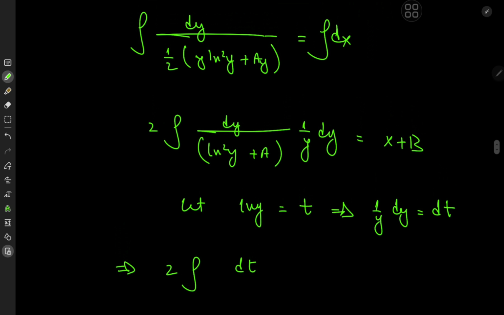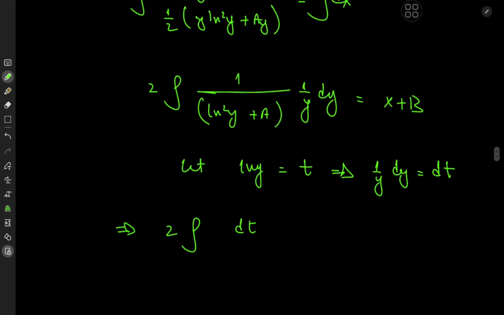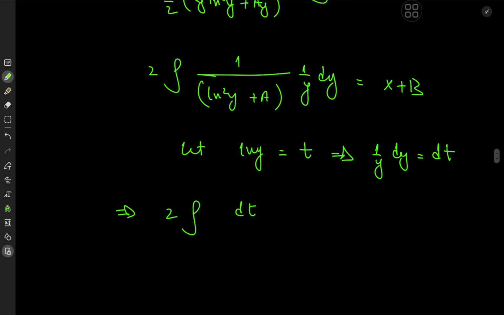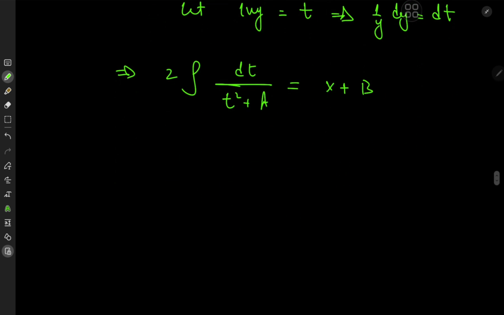So we have twice the integral of dt, replacing the 1 over y dy term. And downstairs, we have t squared plus a, which looks pretty familiar. I believe that's the arctangent integral. So we have 2 over root a times inverse tangent of t over root a equal to x plus b.